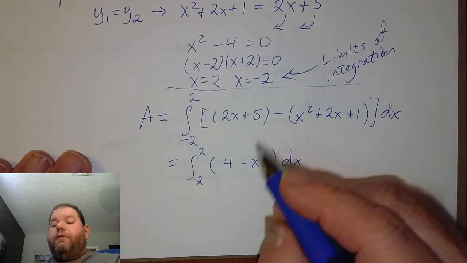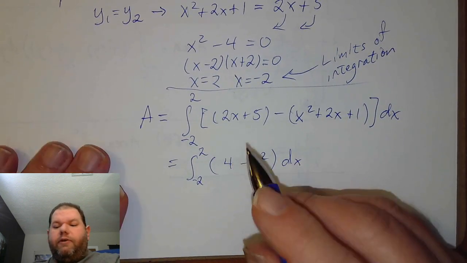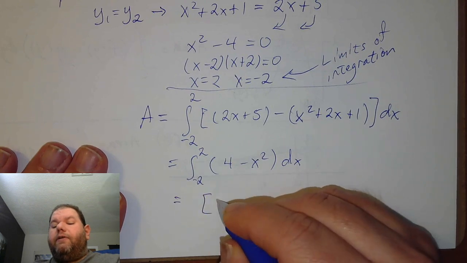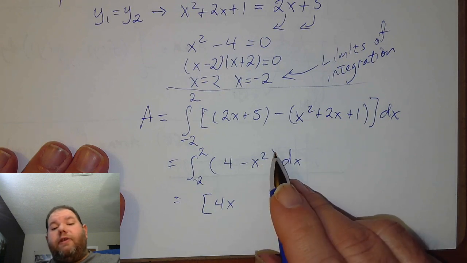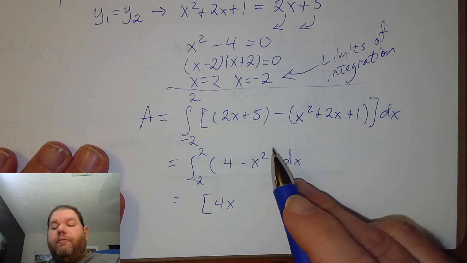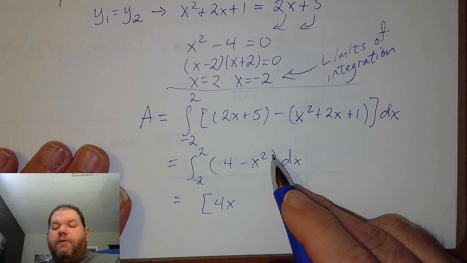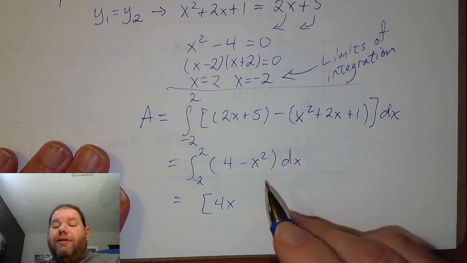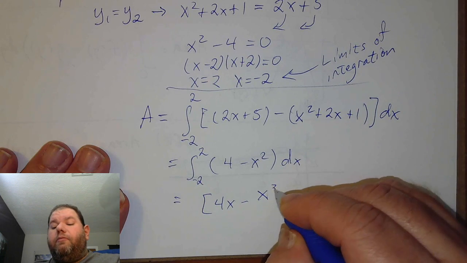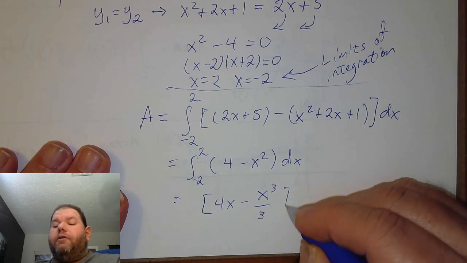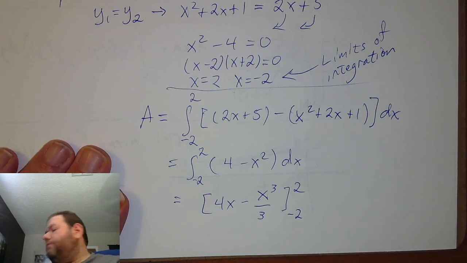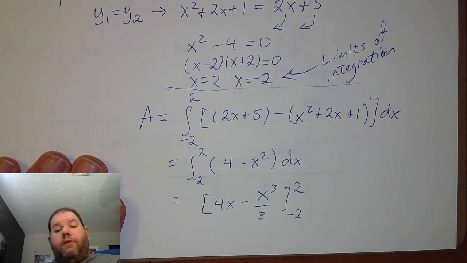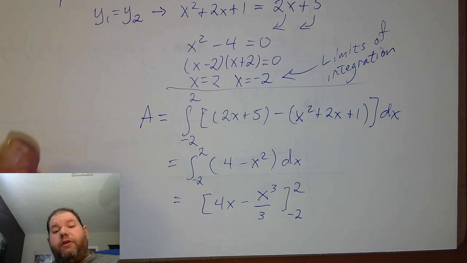Integrating these terms, the integral of 4, anytime we integrate a constant, is just the constant times x, so 4x. And we have x raised to the second power. In that integral, remember it's the power rule: we add 1 to the exponent, so x to the third, and then divide by the new exponent, so x cubed over 3. Now at this point, we want to plug in the limits of integration so we can calculate the area.